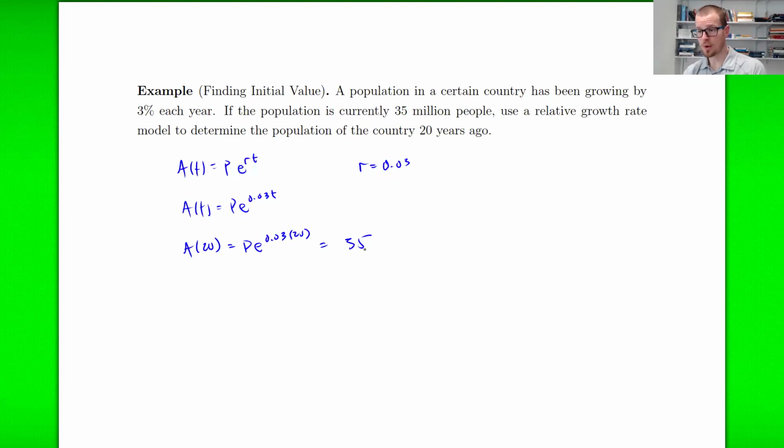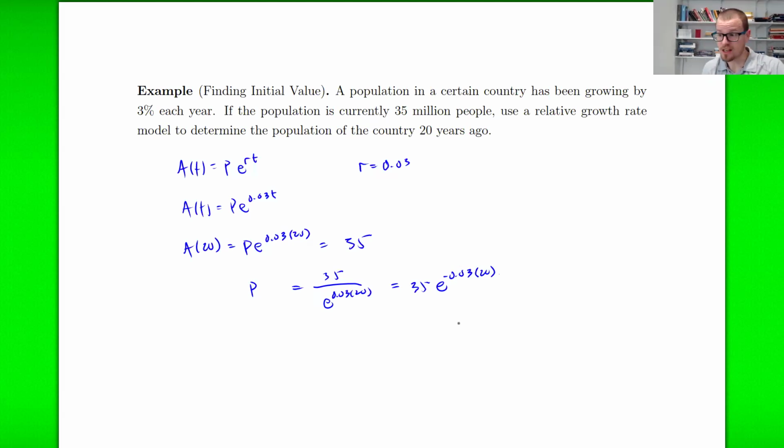So now I have an equation which is actually linear, right? The only thing I don't know here is P. P times a number is equal to a number. That's easy enough. P is going to be equal to 35 divided by e to the 0.03 times 20. Now, using laws of exponents, I could also have written this as 35 times e to the negative 0.03 times 20.